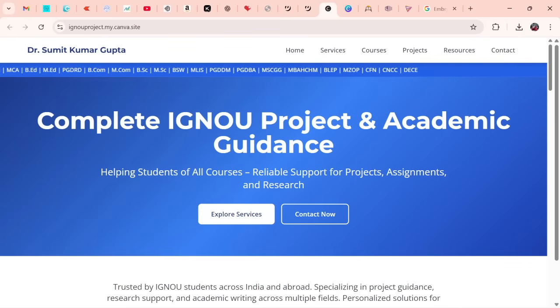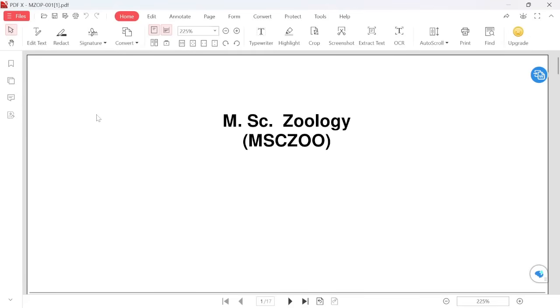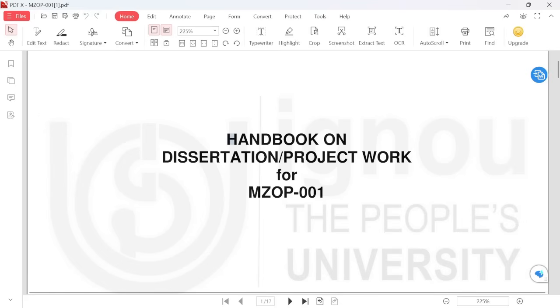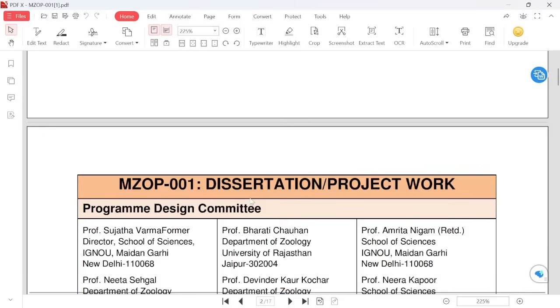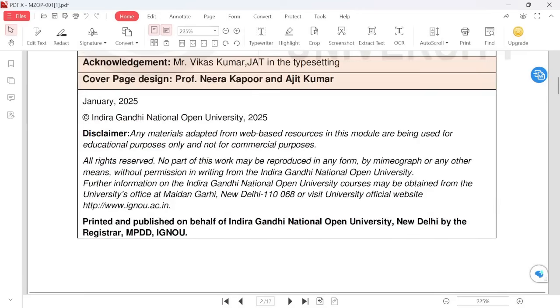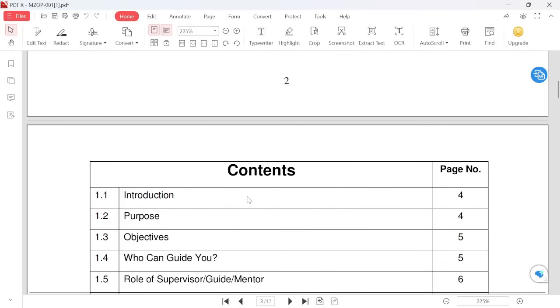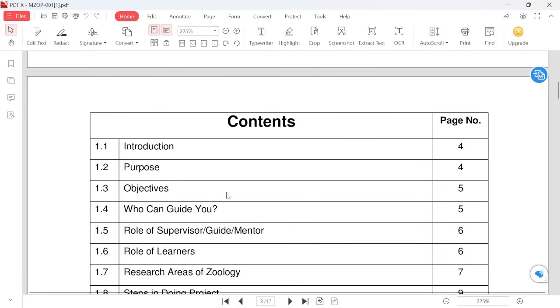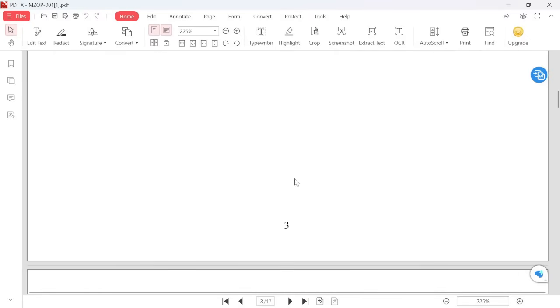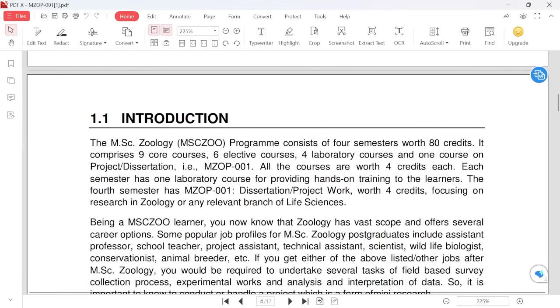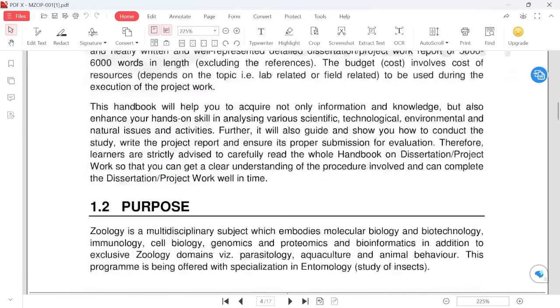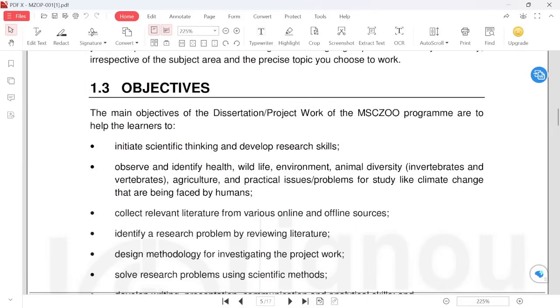So I'm going to take you to the guideline of IGNOU, which is for MSc Zoology. Here you can see that it's about dissertation project work for MZOP-001. In this guideline, we'll talk about what are the necessary things that have to be taken care of while making your project. This particular guideline is long, so I'm going to talk about the most important things that have to be studied while making your project work.